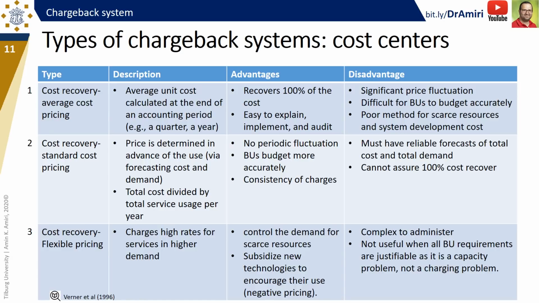However, the disadvantage is that this is very complex to administer, and it's not useful when all business units have justifiable requirements. For example, in the case of Osiris, we know that all the schools need registration. It's not something that they can easily control themselves. So the issue is more a capacity problem rather than a charging problem.